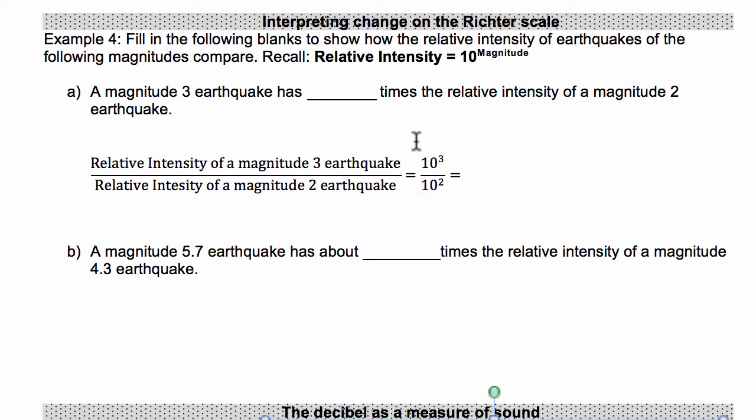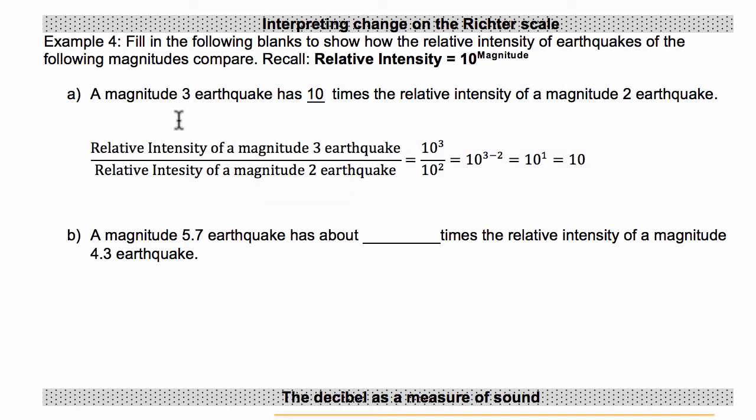So the magnitude 3 earthquake has a relative intensity of 10 to the third power, and the magnitude 2 earthquake has a relative intensity of 10 to the second power. Recall from your early days in mathematics that when we are dividing two quantities that have the same base, we are allowed to subtract their exponents. So 10 to the third divided by 10 squared is equal to 10 to the 3 minus 2, or 10 to the 1, which equals 10. Therefore, a magnitude 3 earthquake has 10 times the relative intensity of a magnitude 2 earthquake.